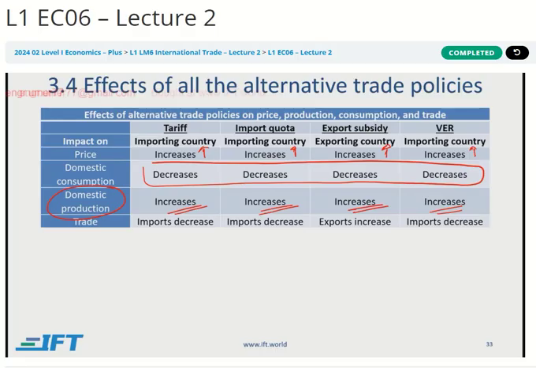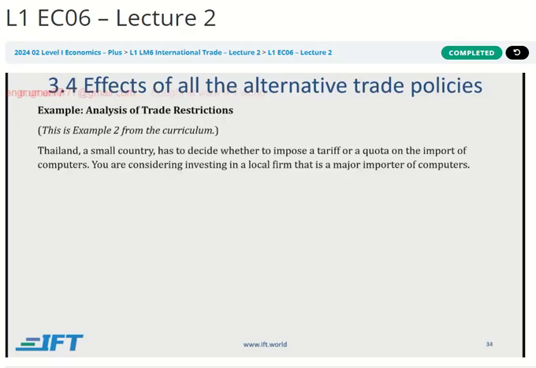And unfortunately, from a global trade perspective, imports go down with tariffs and with quotas and with voluntary export restraints. Export subsidies, of course, will increase your exports. So we're going to finish off this video with an example from your curriculum, which has 6 parts, and we're going to discuss all these 6 parts together.